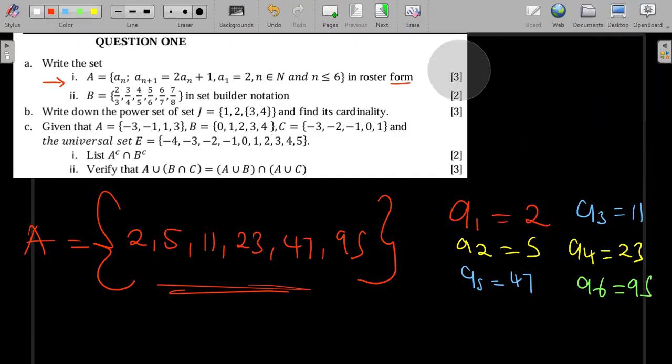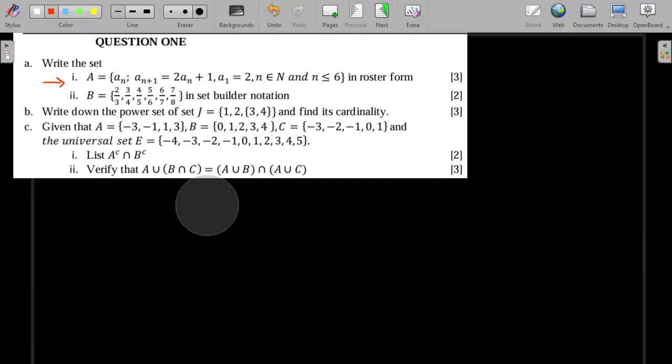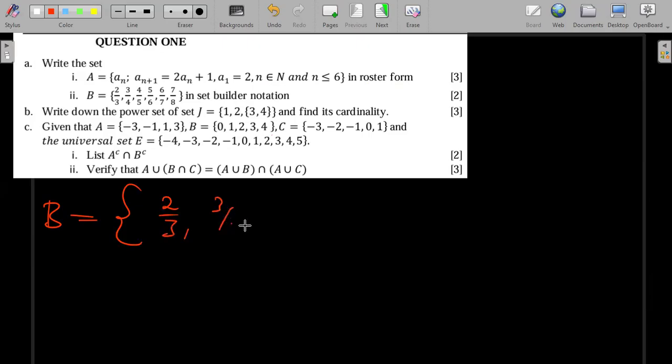And then B, it will be the opposite of what we are doing here. I encourage you to pause the video and try it out on your own and then compare with my answer. So for B, we've been given this set: 2 over 3, 3 over 4, 4 over 5, 5 over 6, and then 7 over 8. This set is in roster form, and they're asking us to change it into set builder notation. So they want us to change it to a form where we'll just be describing the elements that will be found in this set, but not actually listing them. So you identify the pattern there.